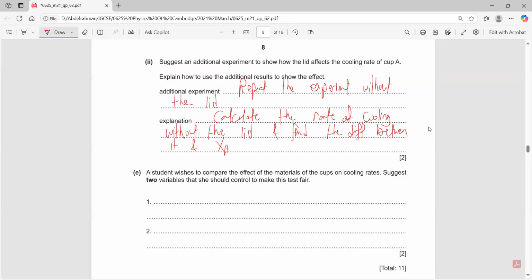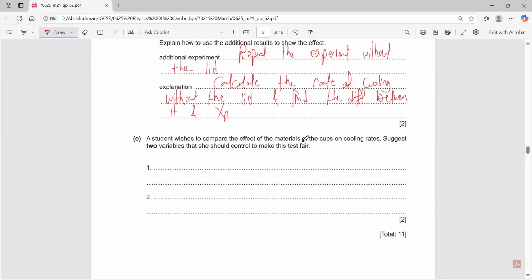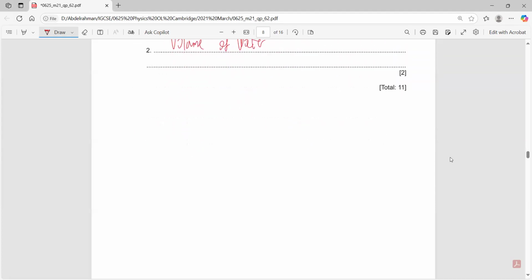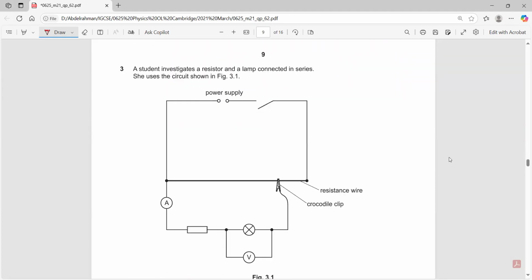A student wishes to compare the effect of the materials. Suggest two variables that should be constant. What are two controlled variables? The volume of the water and the initial temperature. Yes, the initial temperature of the water and the volume of the water. Right?